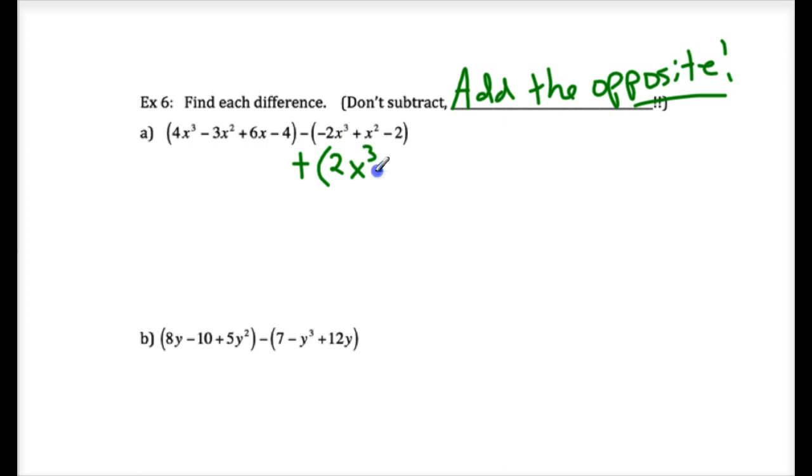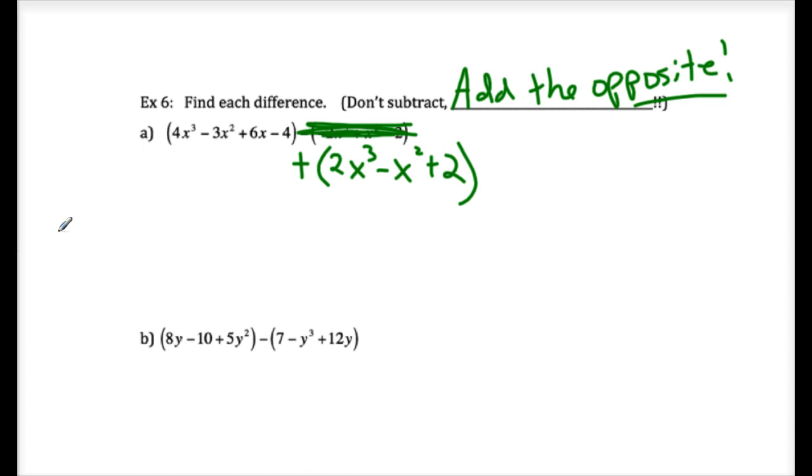2x cubed minus x squared plus 2, and then I'm going to cross off my original, because we don't subtract, we add the opposite. Is there ever, like, 4x to the 9th, and you have to do 9 columns? I doubt we would get one that hard, but yes, you would have to. It does take up a lot of space and sometimes takes a long time. All right, let's do this.